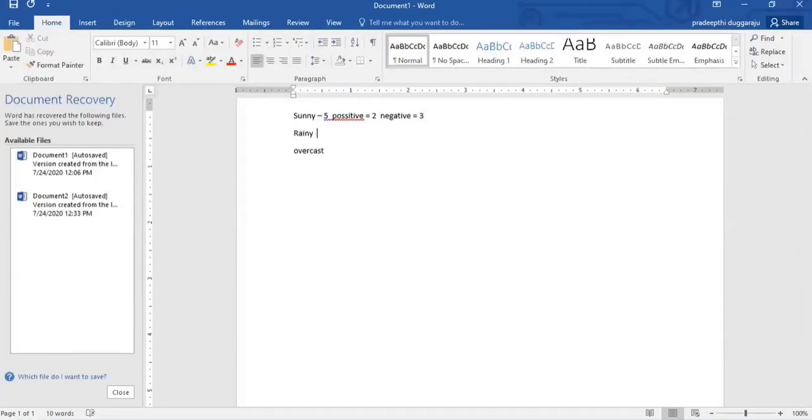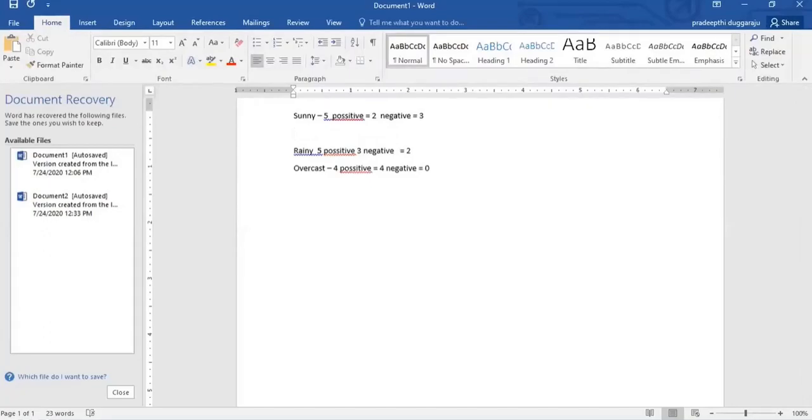Now coming to rainy. How many rainies do we have? 5. Out of which how many are positive? 3 are positive and negative is 2. Now overcast. We have 4 observations. Out of which how many yeses? Positive is equal to 4, negative is equal to 0.